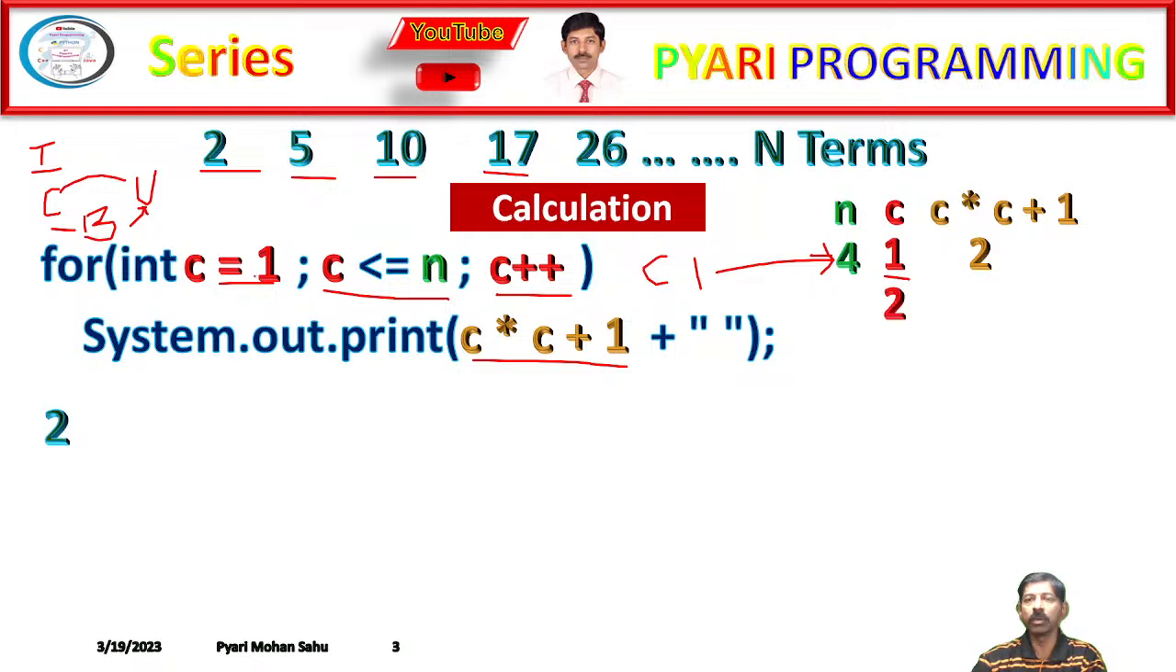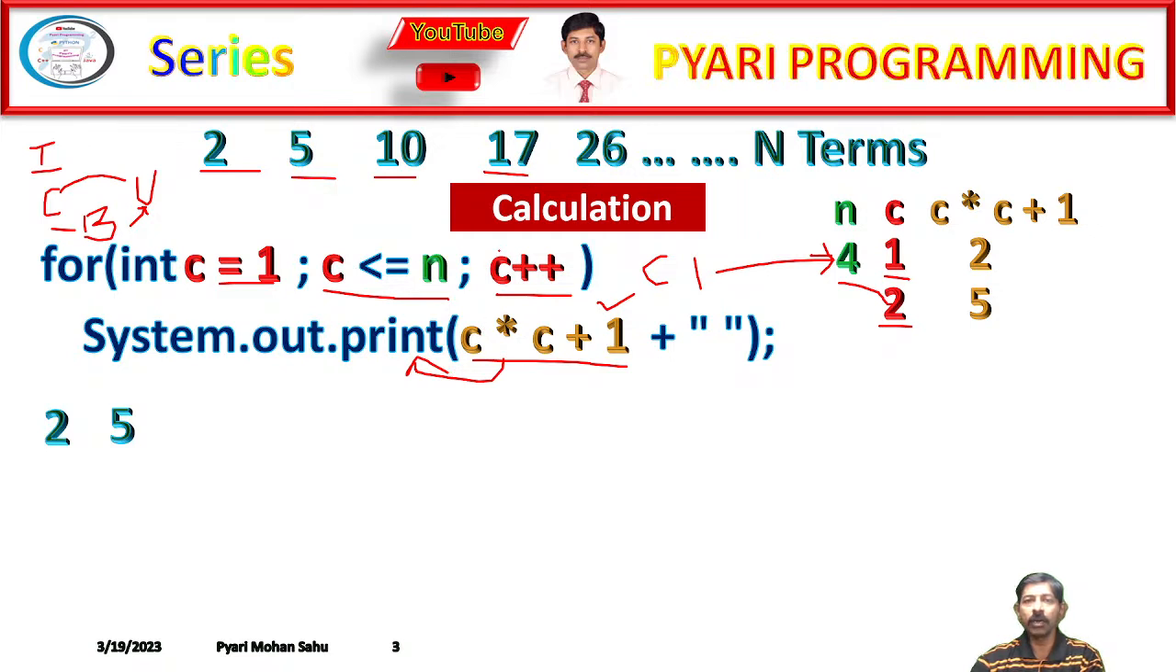So C value will be 2 now. Now, after that condition, 2 is less than equals to 4. Condition true. So that's why it will come to the body part. Body part is having C square plus 1. What is C value? C value is 2. 2 square is 4. 4 plus 1 is your 5. So that's why it will display 5. Because the updation part is related to your display part.